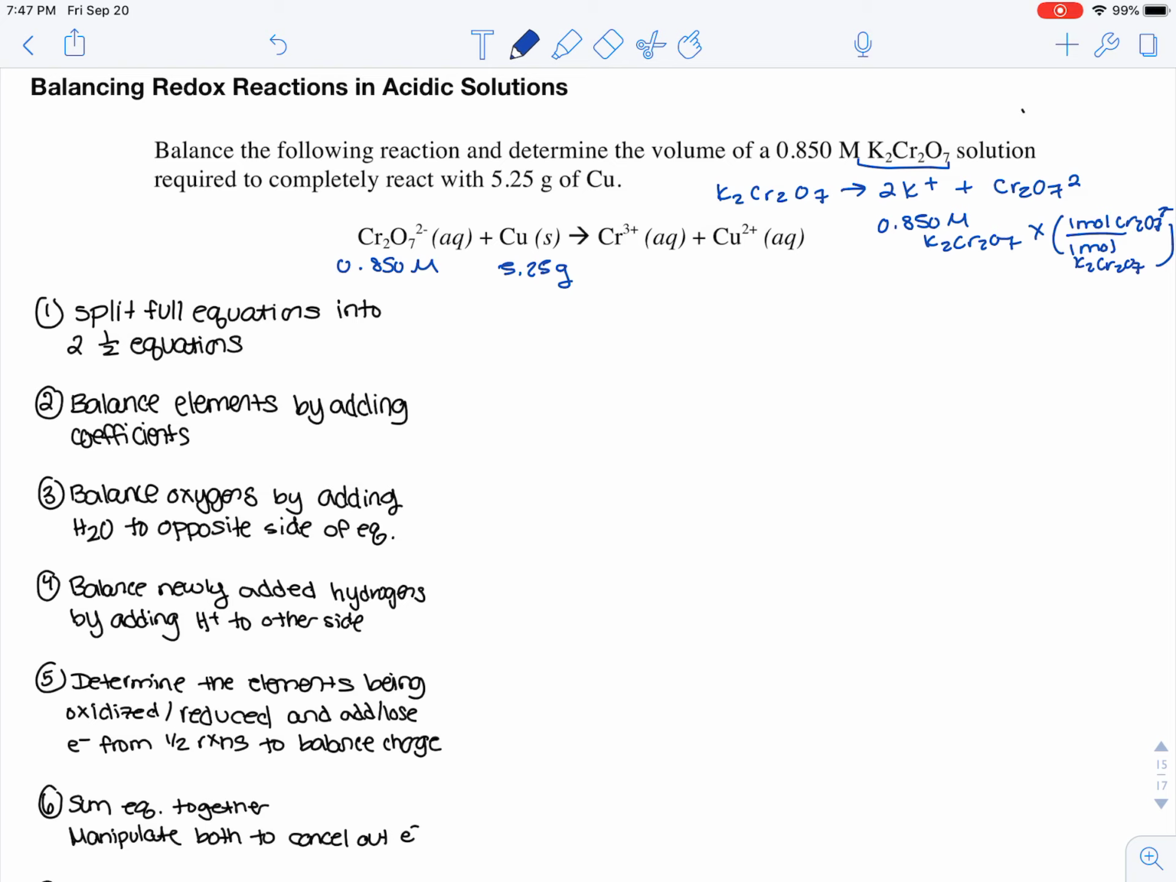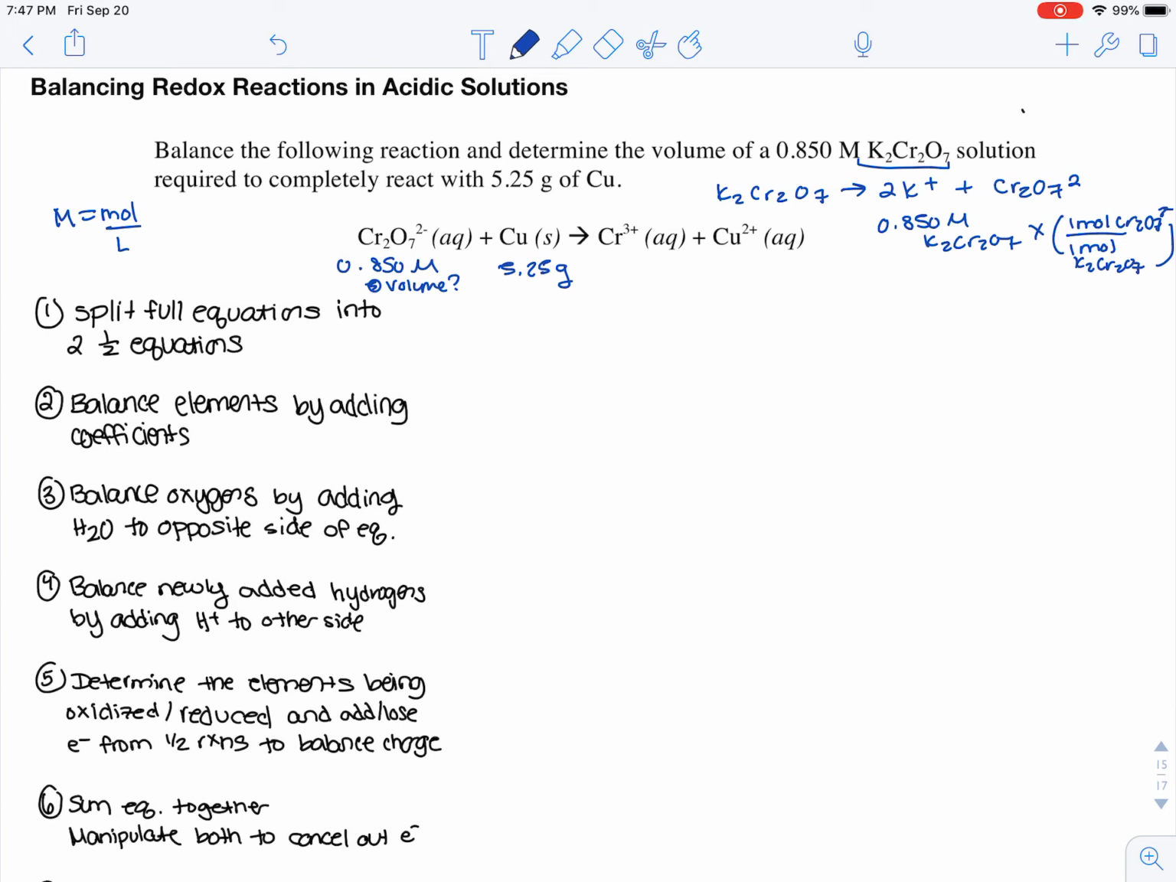So I want to know the volume here. In order to find that, I'm going to need to use molarity. I know that molarity is equal to mole over liter, so I can find the volume from that. So I need to find the moles. Well, I'm not given anything about moles specifically of dichromate, but I'm given mass of copper.